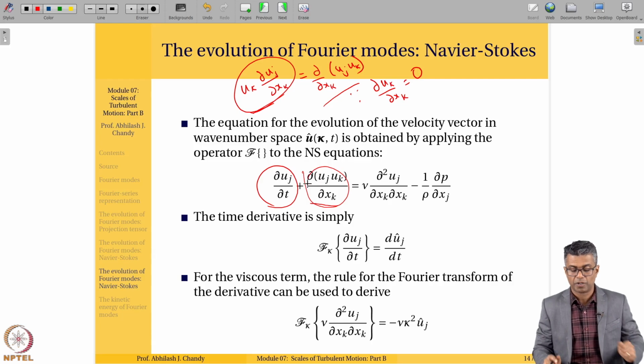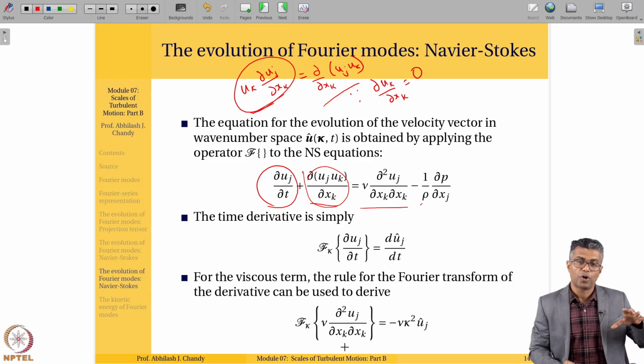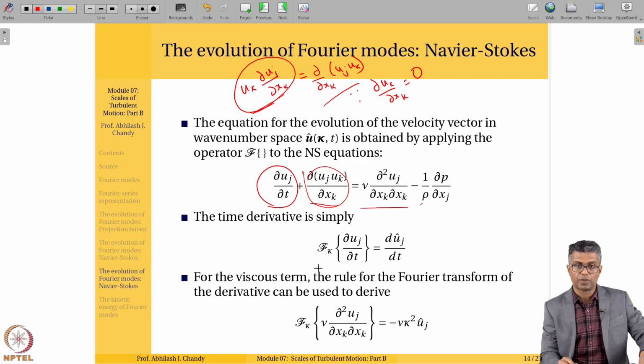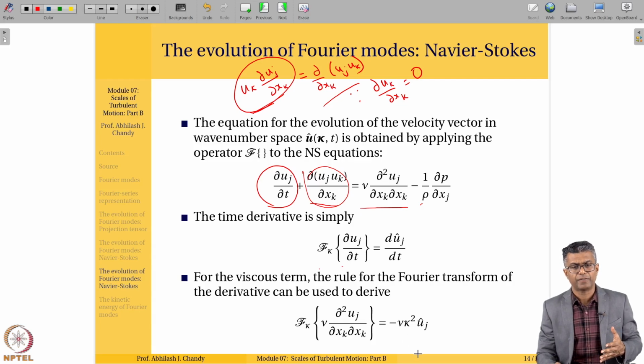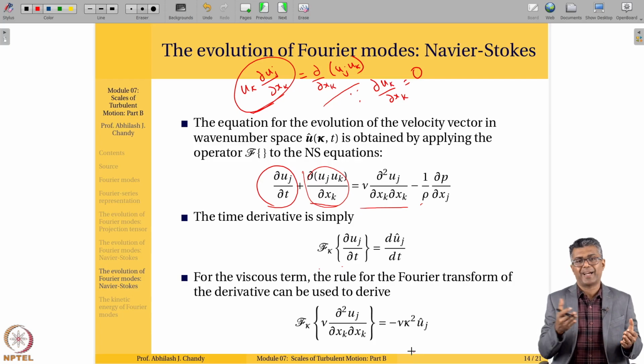Okay, so that's a nonlinear term. Then you have your viscous term, which is nu del squared uj del xk, and then you have your pressure gradient term, which is minus 1 over rho del p del xj. Now what happens? If you take the Fourier transform of the time derivative, so F_k of del uj del t, and like any derivative, since it is a time derivative, what you can do is switch the Fourier transform and the time derivative.